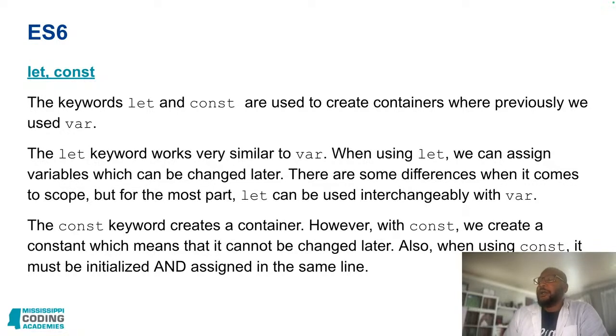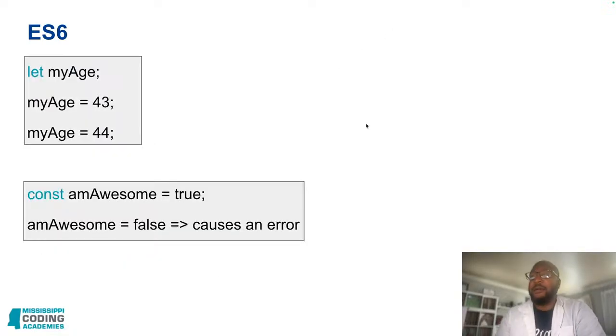The keywords let and const are used to create containers where we previously used var. The let keyword works very similar to var. When using let, we can assign variables that can be changed later. There are some differences when it comes to scope, but for the most part, let can be used interchangeably with var. The const keyword creates a container. However, with const, we create a constant, which means that it cannot be changed later. Also, when using const, it must be initialized and assigned in the same line.